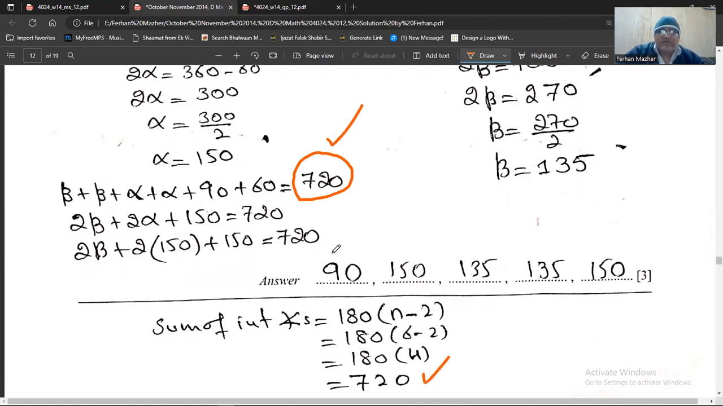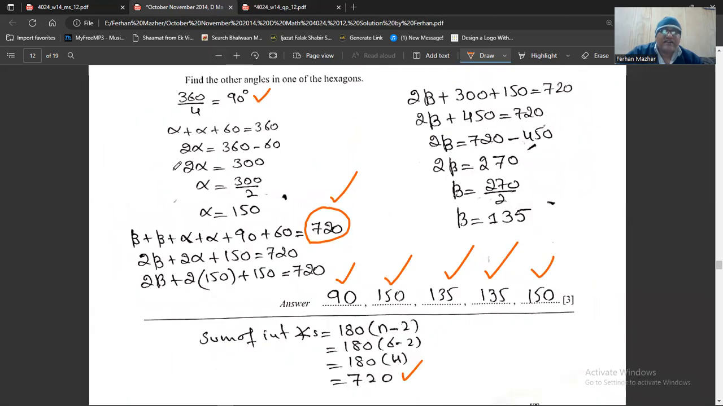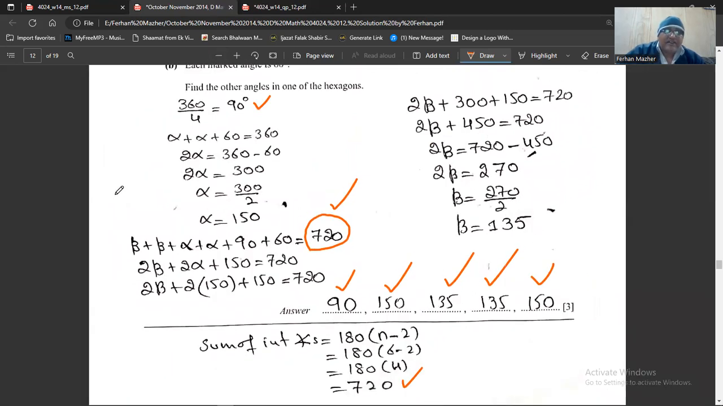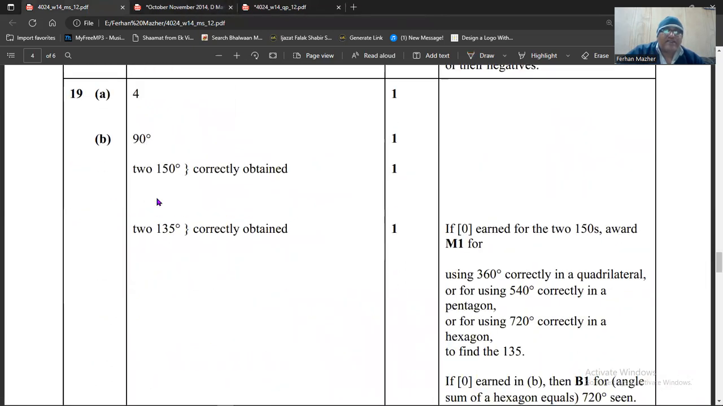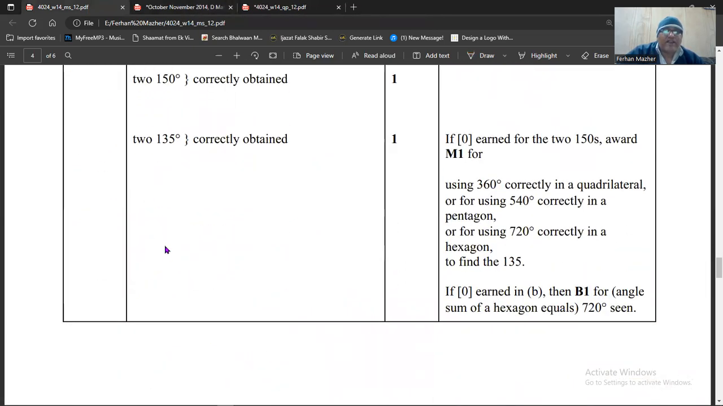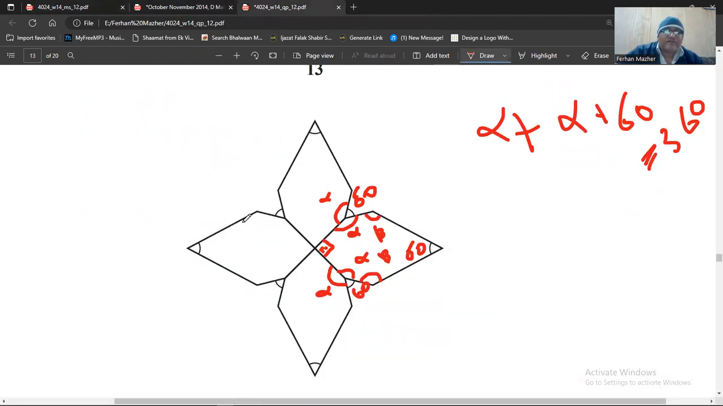Okay, so the one angle is 90, the two alpha angles are 150, and the two beta angles are 135. So this is how this question is done. It's a hell of a question. Okay, so here we go: 90, 150, 135, and that answer is right. So we are going to the next question.